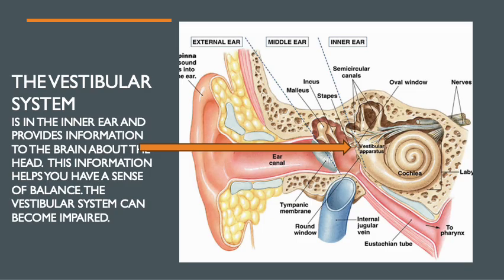This picture is looking at the inner ear, and you can see the orange arrow pointing in. That's where the vestibular system is. It's inside the inner ear, and it provides information to the brain about the head. The information helps you have a sense of balance. The vestibular system can become impaired.